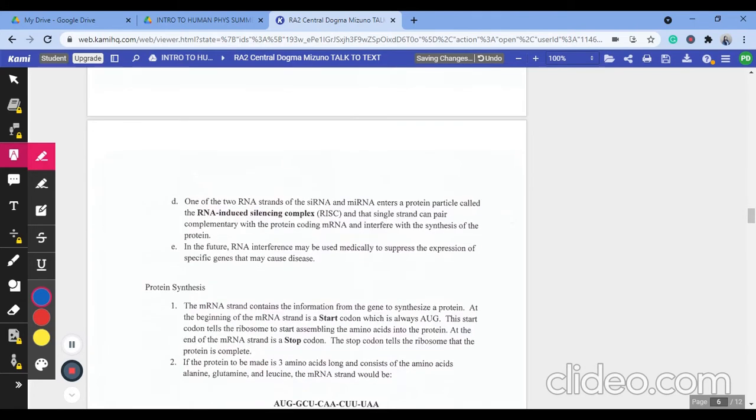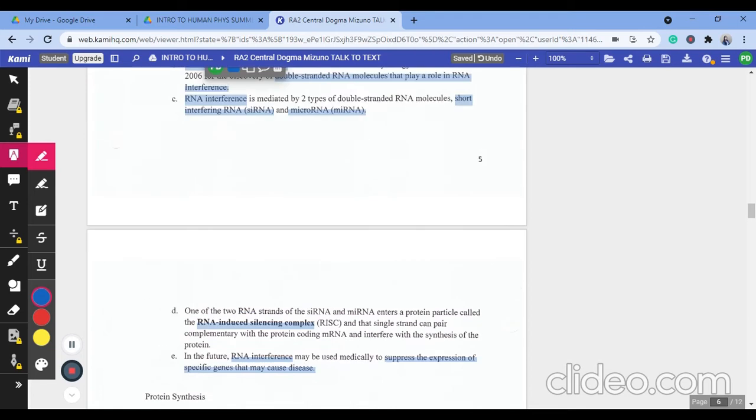I'm just going to pronounce them in a way that's easier, but I know what they actually mean, so it doesn't matter. One of the two RNA strands of the siRNA and the miRNA enters a protein particle called the RNA-induced silencing complex. That single strand can be complementary to a protein-coding mRNA and interfere with the synthesis of protein. In the future, RNA interference may be used to medically suppress the expression of specific genes that may cause disease.